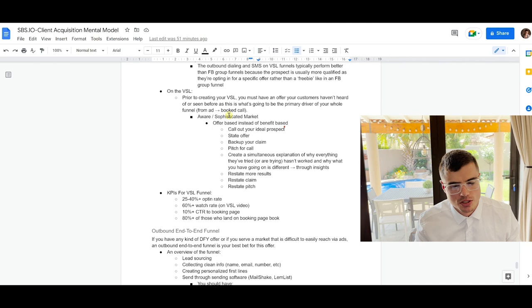So on the VSL, prior to creating the VSL, you must have an offer for your customers that they haven't seen or heard before, and this is what's going to prime the delivery of your whole funnel, from ad to booked calls, etc. So we have the aware and sophisticated market, so the offer based instead of benefit based, right?